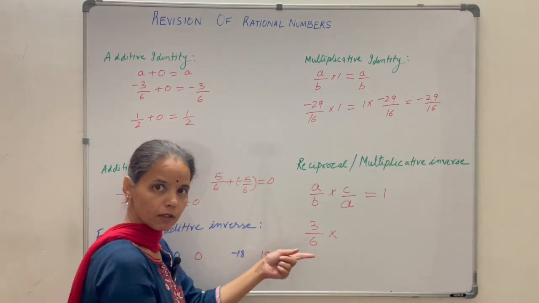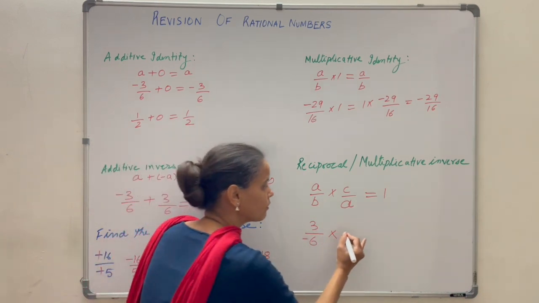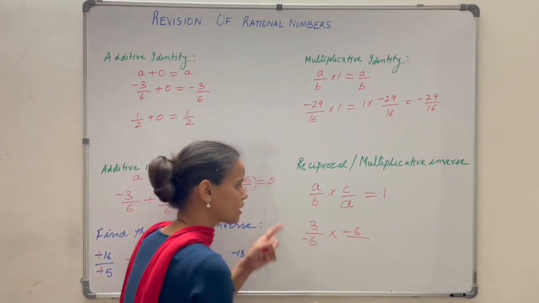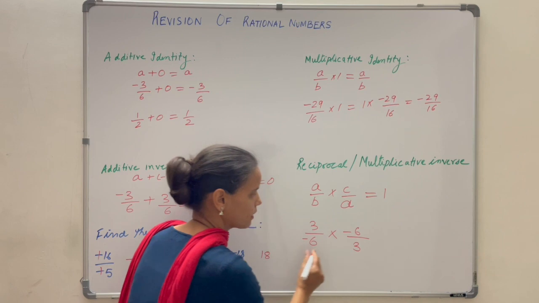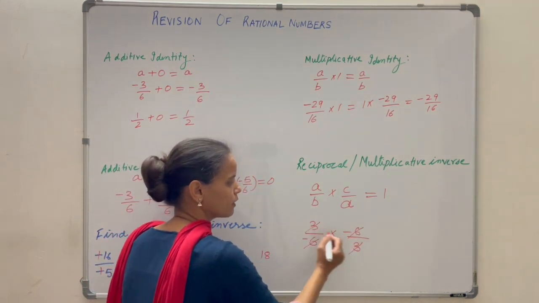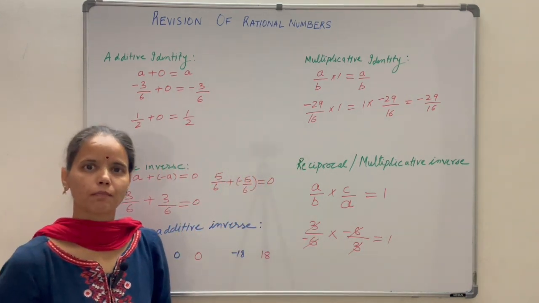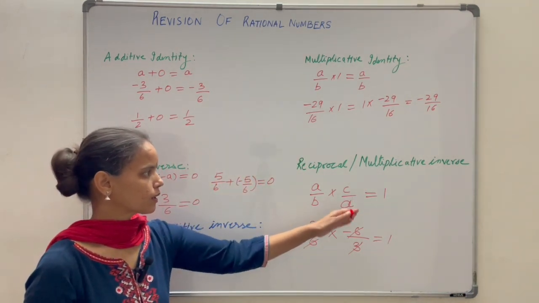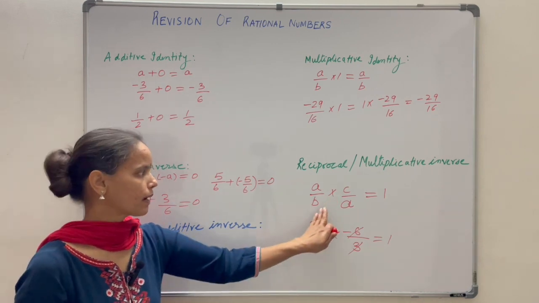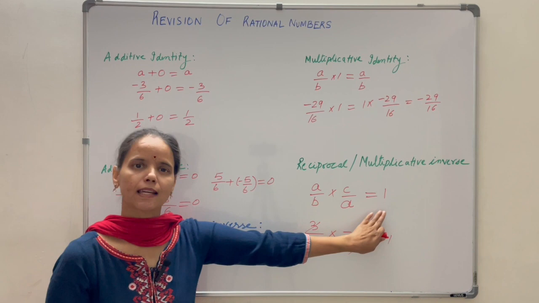The reciprocal will be you interchange, or let us take 3 by minus 6. So reciprocal will be denominator becomes numerator, numerator becomes the denominator. When you multiply it, you are going to get 1 because everything will be cancelled. So this is the multiplicative inverse or reciprocal. When you multiply a number to its multiplicative inverse or reciprocal, you will get 1.